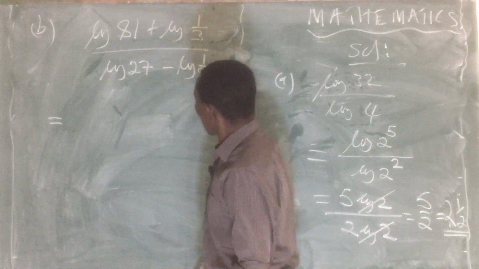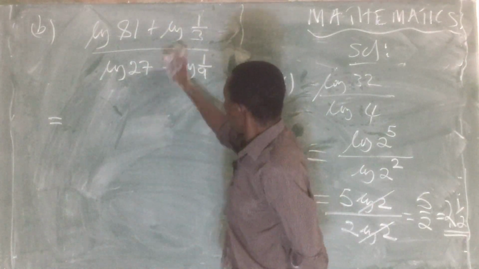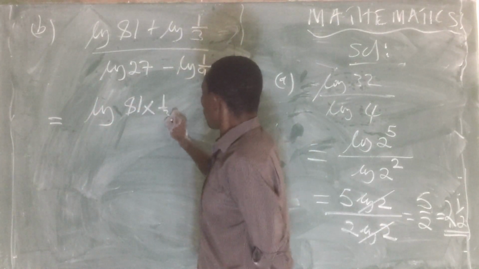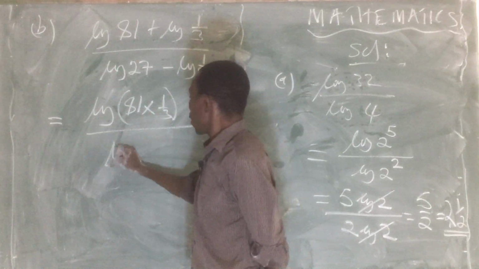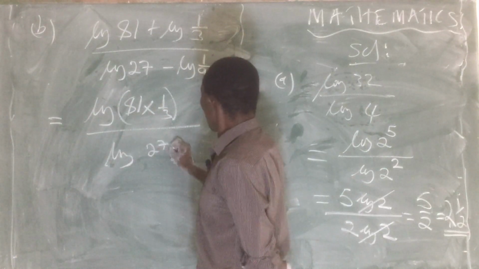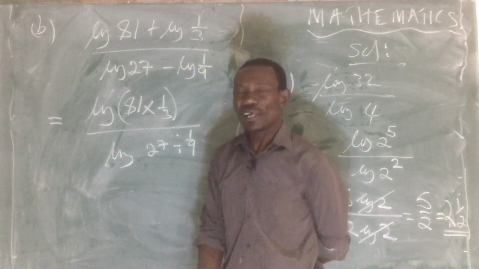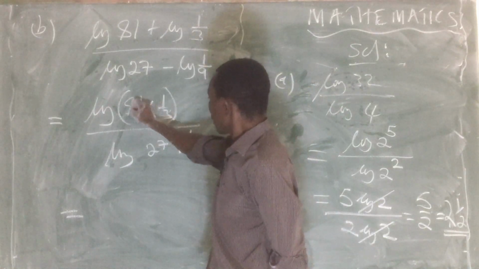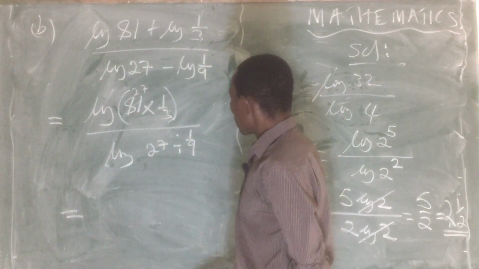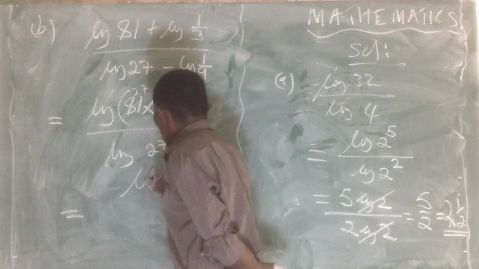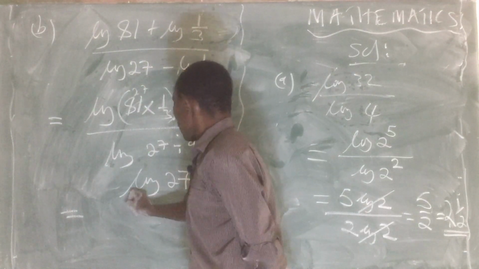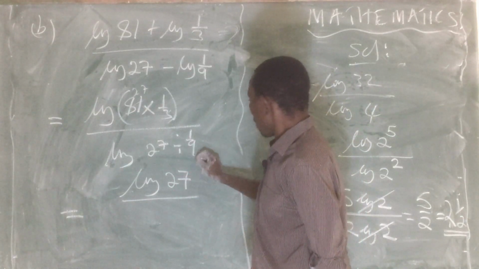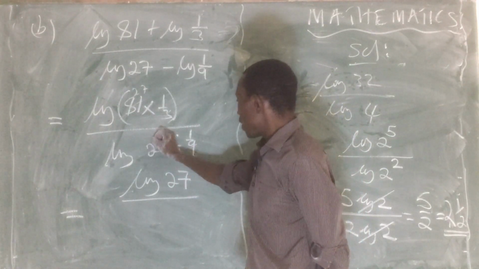So what is it we do now from what I've just explained? It means the numerator will have log of 81 multiplied by 1/3. And down here we have log of 27 divided by 1/9. Right. Then what? 3 here, 1, 3 here, 27. Look at that. So it means the numerator there is log of 27. Over. Here you are dividing this by this.